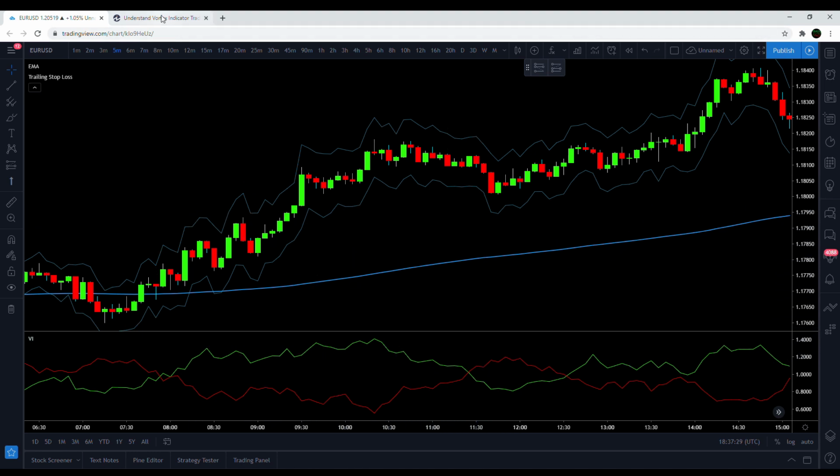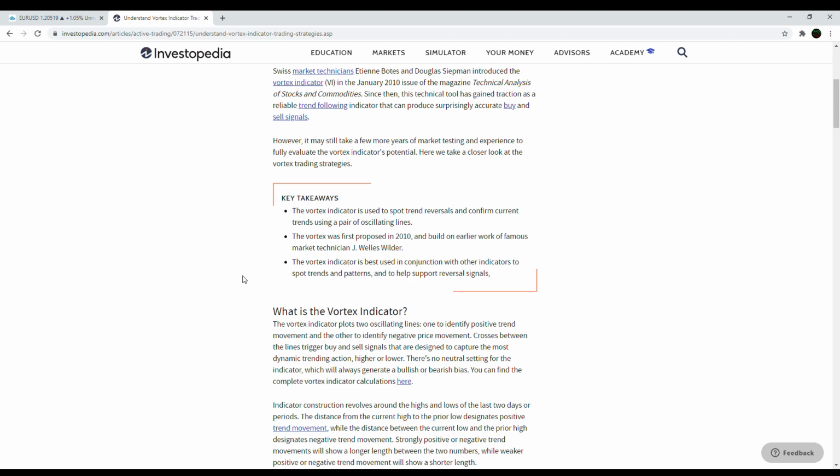So I'm going to head over to Investopedia so you can learn a little bit more about the Vortex Indicator before I explain the trading strategy and then test 100 times. This indicator was created in 2010, and essentially it's just plotting two oscillating lines. One is identifying the positive trend movement, the other is identifying negative price movement, and when these lines cross, it's going to give you a signal. So green crosses up over the red line, you're looking for a buy. Green crosses below the red line, you're looking for a sell signal.